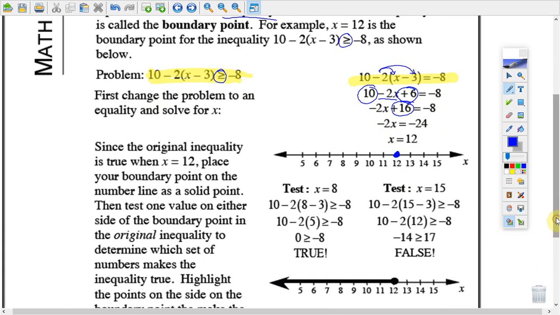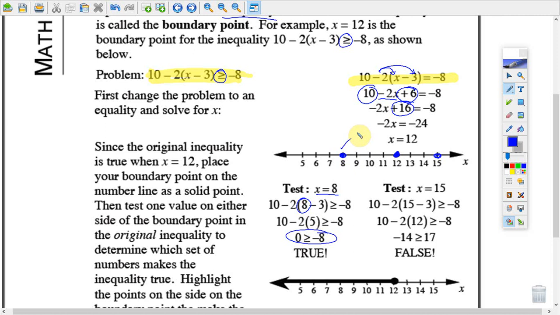So we're going to pick the point x equals 8, and we're going to test it. We're going to pick the point x equals 15 and test it. So when we plug in 8 for our x, which would be right here, and we simplify it out, we end up with the statement 0 is greater than or equal to negative 8. That's a true statement. So we know that 8 is part of our solution.